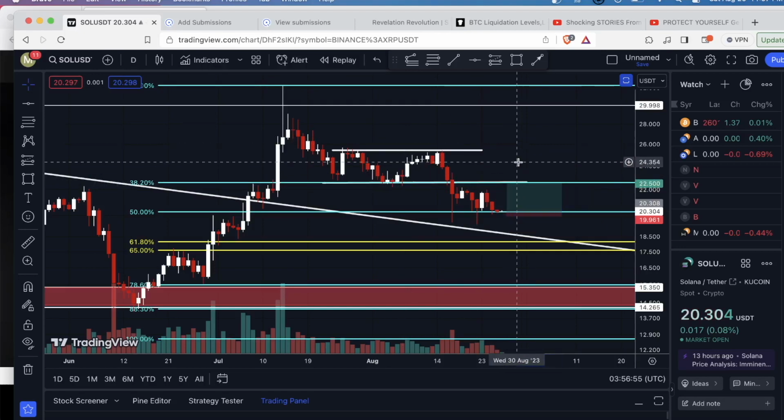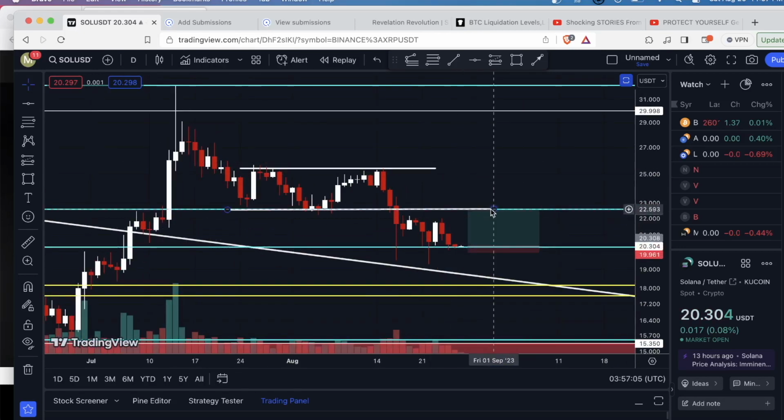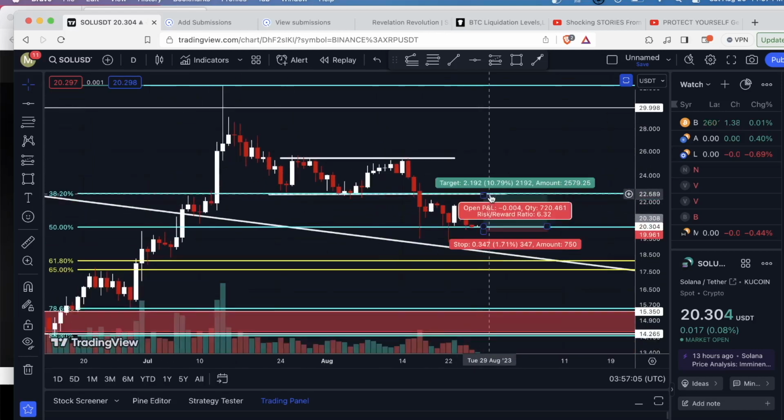So this trade just here, buying here, stop loss below this previous wick, targeting the first major level of resistance, would give me a risk reward ratio of 1 to 6.32, meaning for every $1 I risk, I could potentially get over $6 to the upside. In percentage terms, I would risk 1.71% for almost 11% to the upside. So this is a pretty good trade.